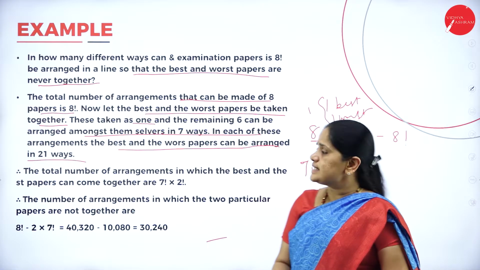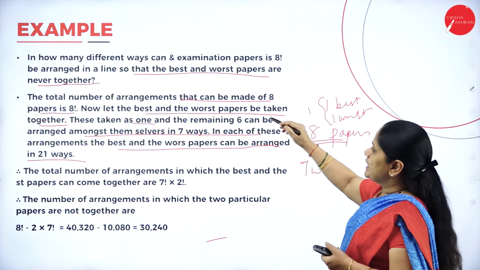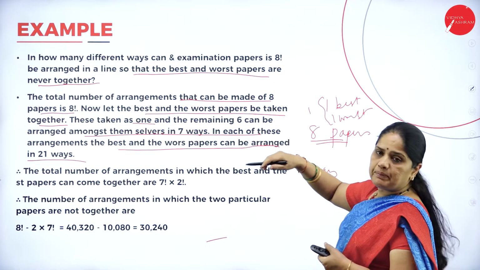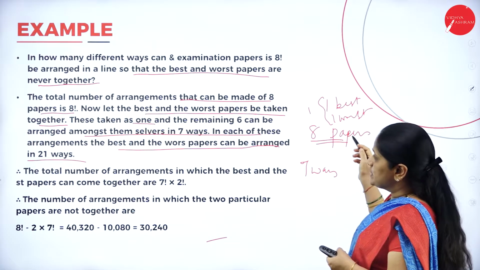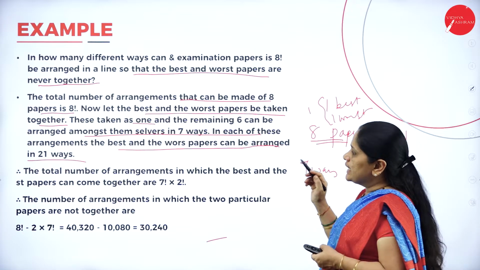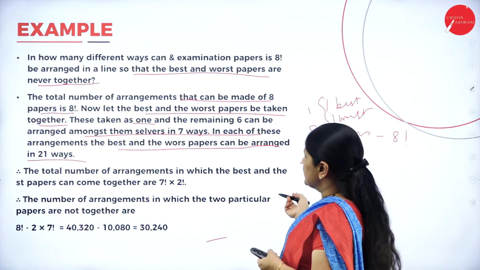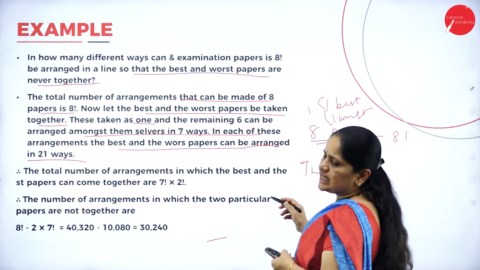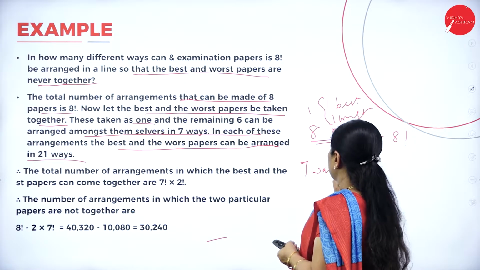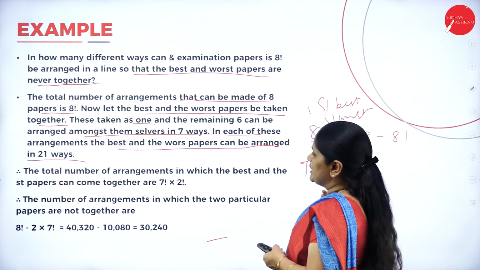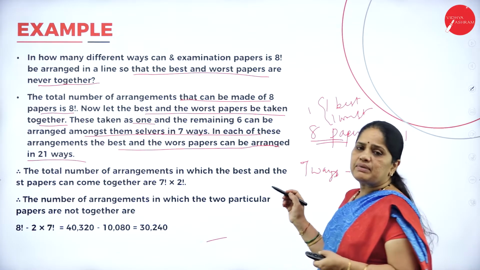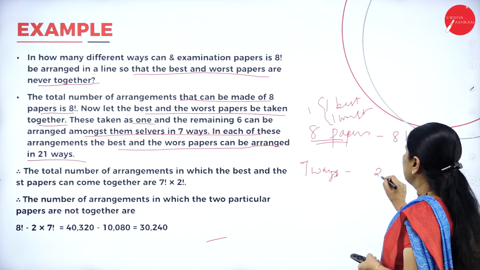So here, the total number of arrangements that can be made out of 8 papers is 8 factorial. Now let the best and the worst papers be taken together. These taken as 1, and the remaining 6 can be arranged among themselves in 7 ways. So in each of the 7 ways, the best and the worst papers can be arranged in 2 ways.